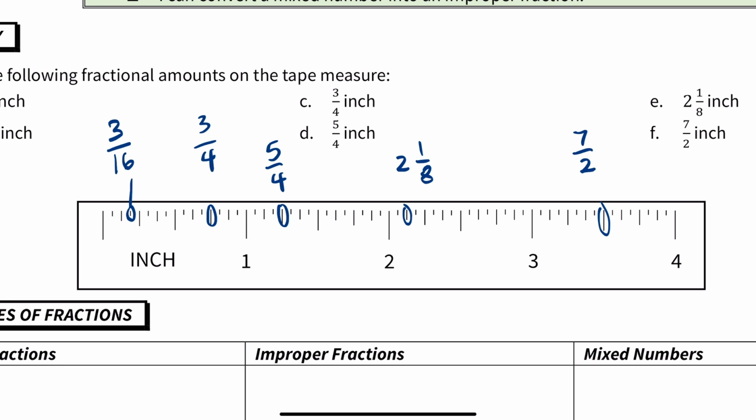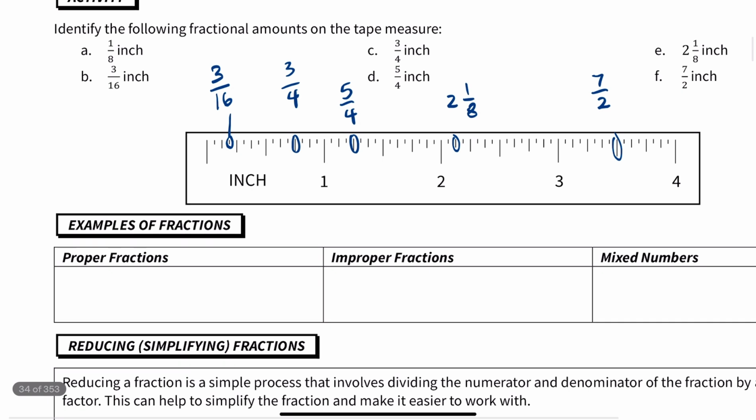Okay. And then every second tick mark represents an eighth. So 2 inches plus 1/8. And then 7/2 is the same thing as saying, if we do 7 divided by 2, it's just 3.5, so 3.5. So I have 3, and then another 1/2 inch.